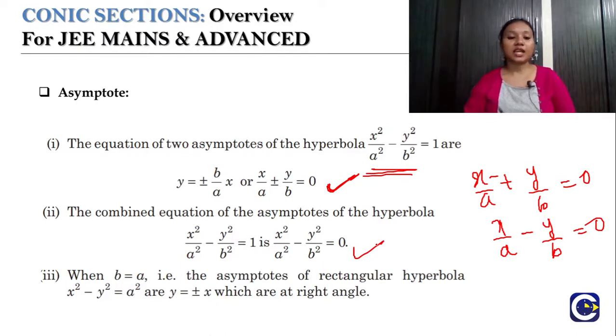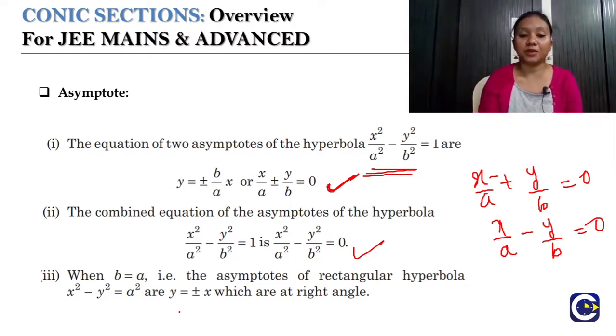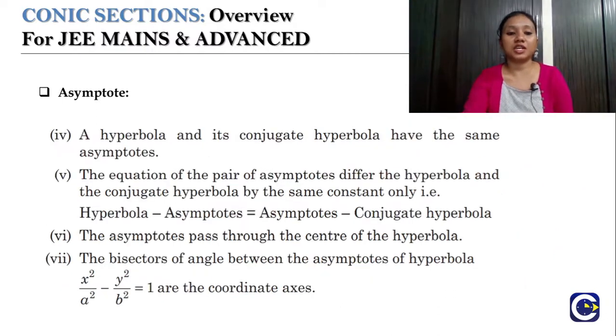Right. So when our a value is equal to b, that means the asymptotes of a rectangular hyperbola x square minus y square is equal to a square are y equal to plus or minus x, which are at right angle. Right, so this happens when my b value is equal to a. So its importance here is y equal to plus or minus x, which are at right angle.